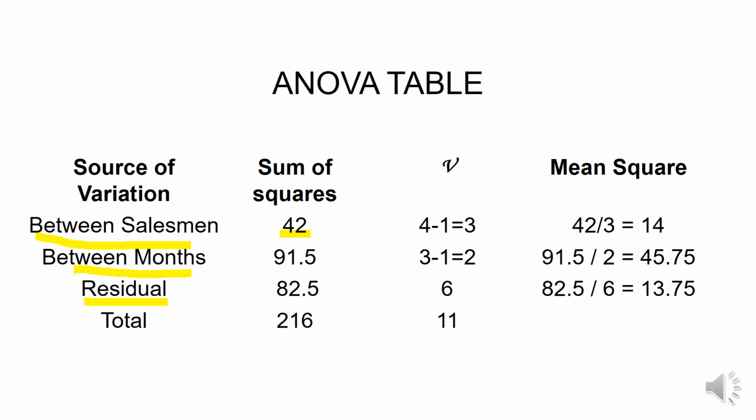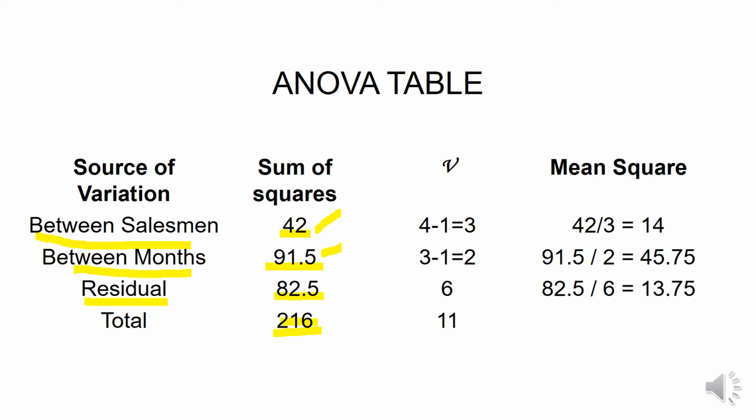The sum of squares between months is equivalent to 91.5, and we recently calculated the total sum of squares, which is equivalent to 216. When 42 and 91.5 are reduced from 216, we get a value equivalent to 82.5.